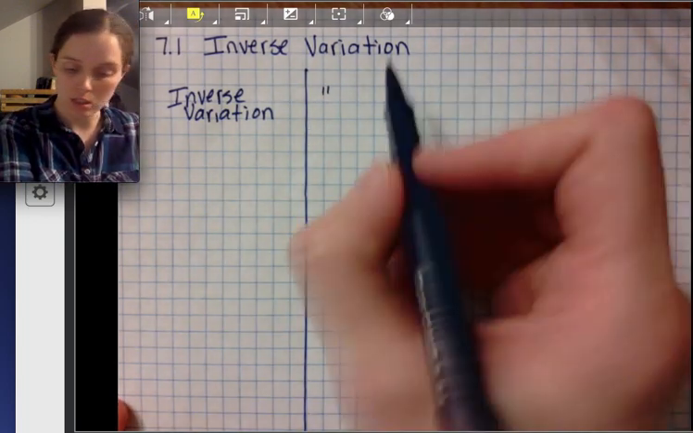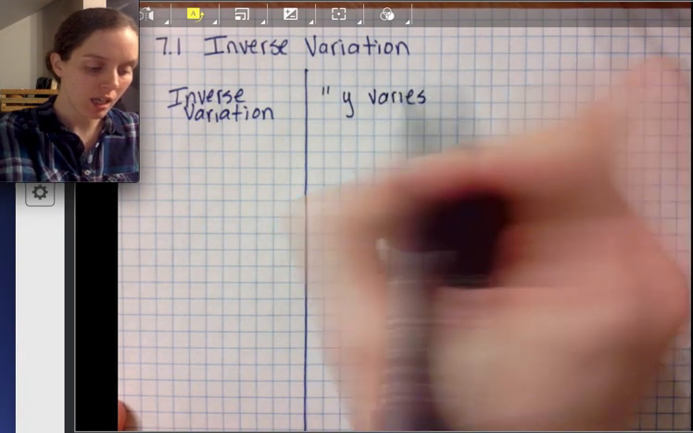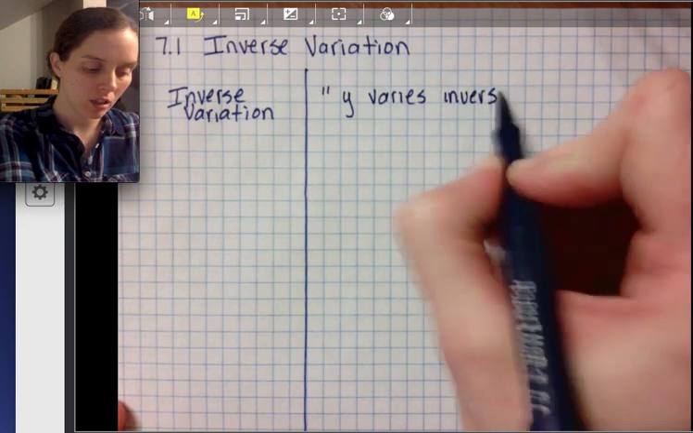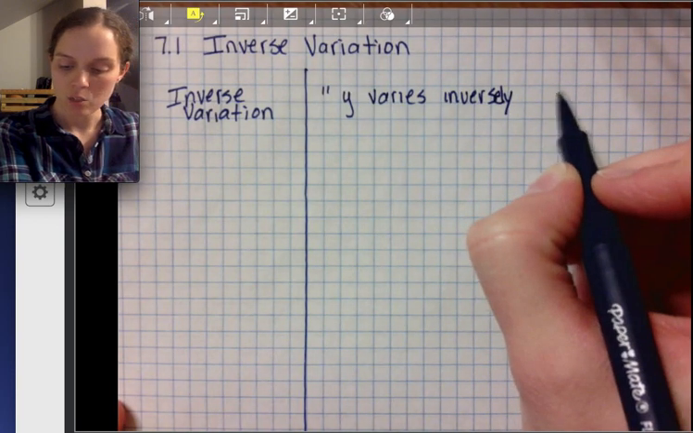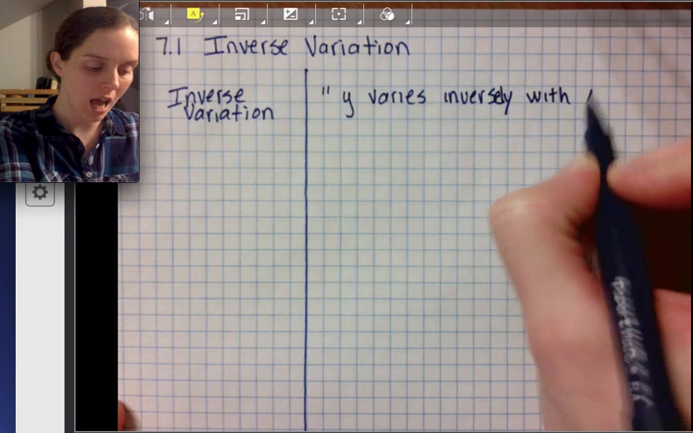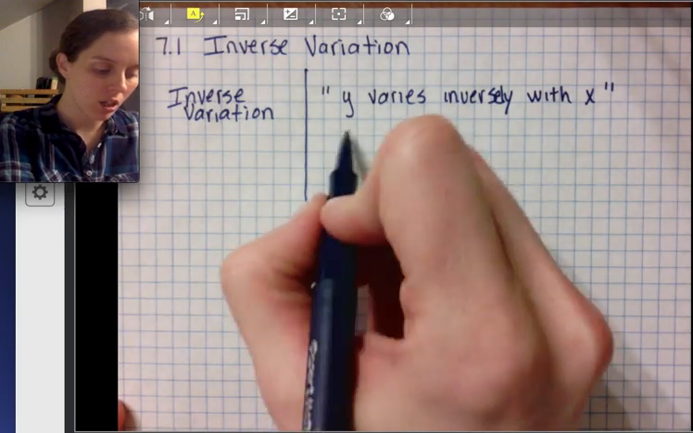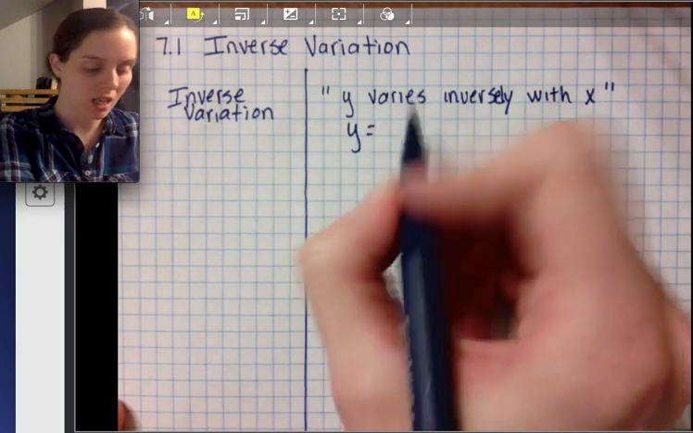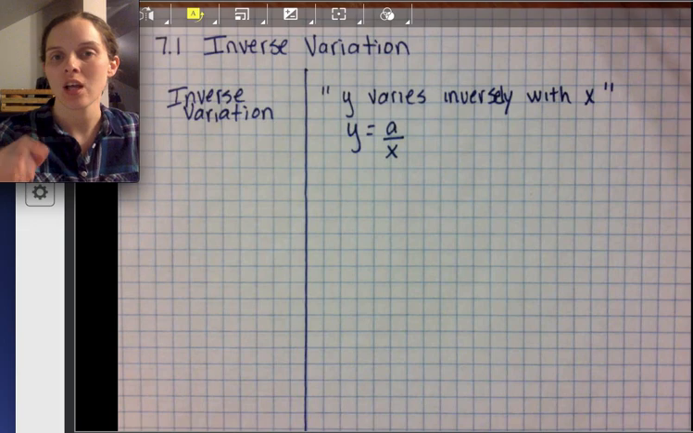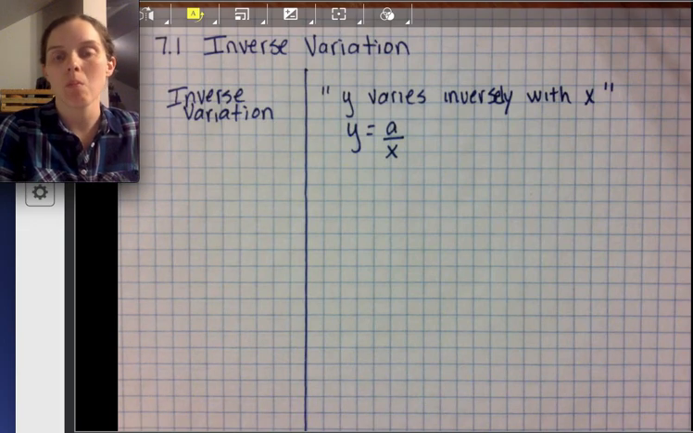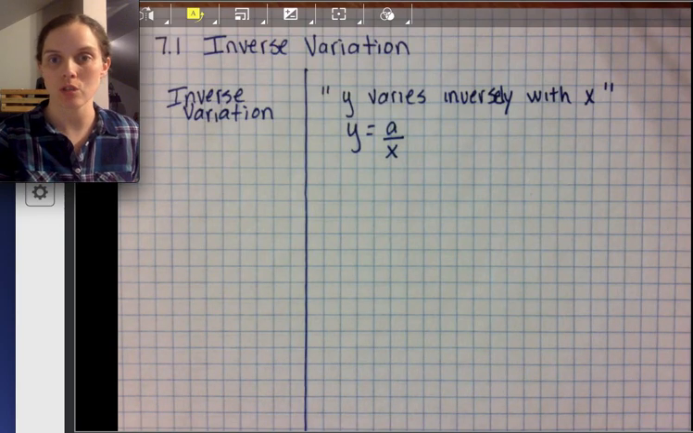When we see a problem, it's going to say something like this, like y varies inversely. Can't spell inverse, there's an E in there, E-L-Y. Y varies inversely with x, okay? When you see that, you're going to write the equation y equals a divided by x, okay? A is a constant, so that tells us how much it varies. So when one thing goes up, how much does the other thing go down? Or as one thing goes down, how much does the other thing go up?